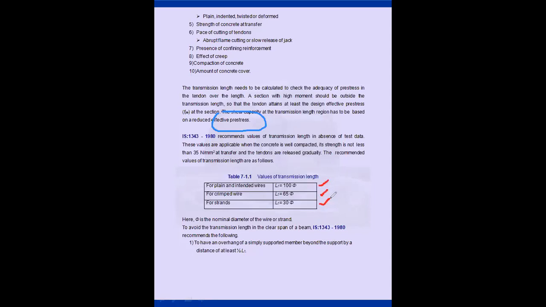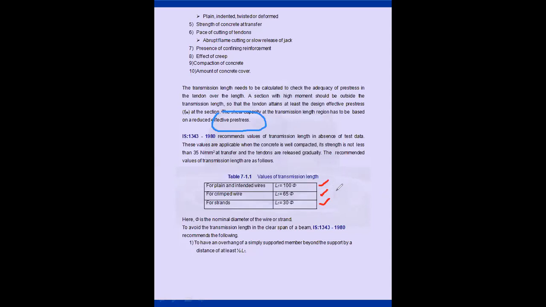Even in GATE, they may ask you what the transmission lengths are for different wires. For plain and indented wires, what is the transmission length? 100 dia. Remember, for crimped wire and twisted wire, which is 65 dia. For strands, which is 30 dia. Please try to remember. These are the transmission lengths which were given by the code.